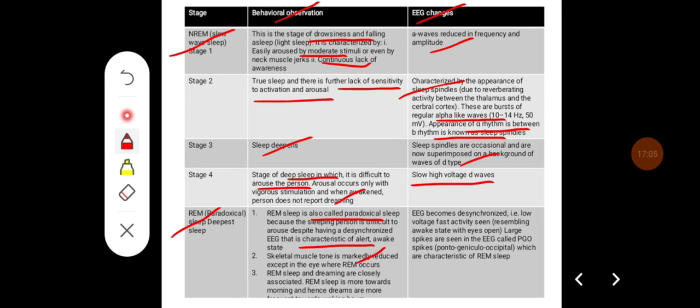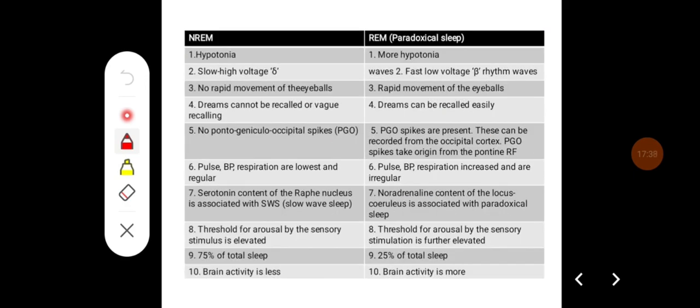REM sleep is more towards the morning, and hence dreams are more recollected early in the morning. The EEG becomes desynchronized here, that is, low voltage fast activity is seen, resembling that of the awake state with eyes open, that is, a beta wave pattern. Large spikes are seen in the EEG called PGO spikes, that is, ponto-geniculo-occipital spikes, which are characteristic of REM sleep. These are some of the differences between REM and NREM sleep.